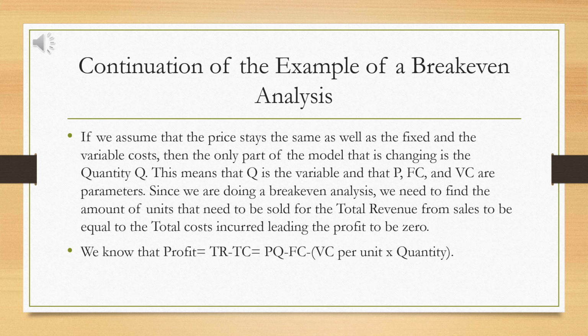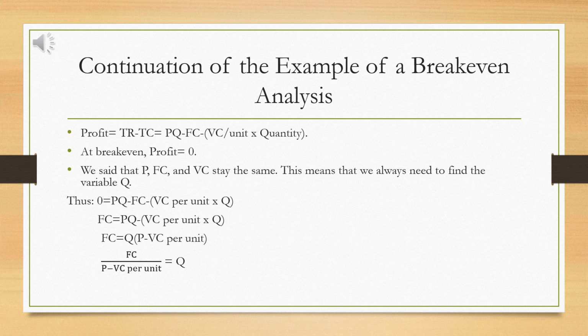We know that profit equals total revenue minus total cost, which is price times Q minus fixed cost minus variable cost per unit times quantity. Since profit is zero at break-even, and since we said that price, fixed cost, and variable cost stay the same, this means that we always need to find the variable Q. Thus, 0 equals price times Q minus fixed costs minus variable cost per unit times Q.